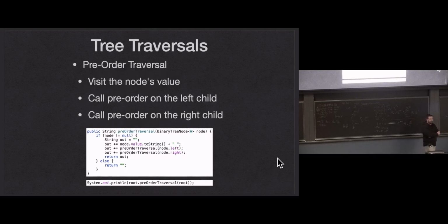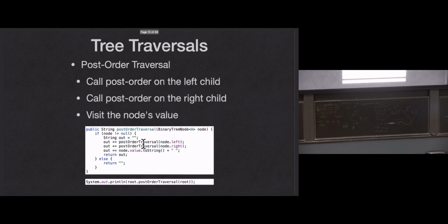For pre-order, we do the same thing. We just order our three lines of action a little differently. The recursive calls aren't ordered differently. We're going to visit this node first, and then make our two recursive calls. Post-order, you guessed it, we're going to make the recursive calls and then visit this node.